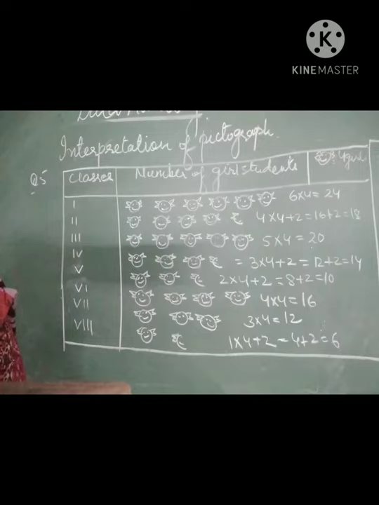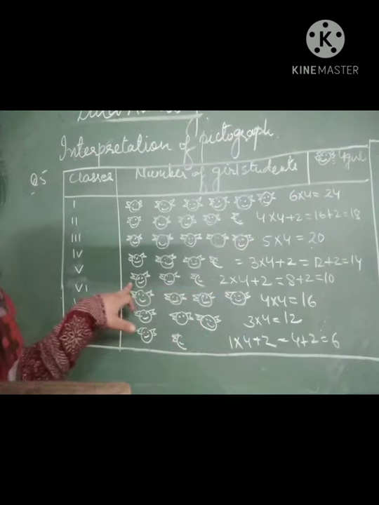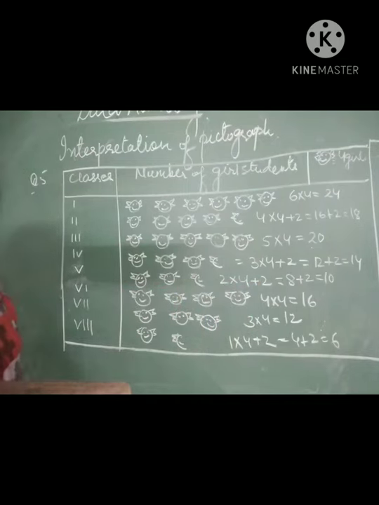Now the next question: is the number of girls in class 6th less than the number of girls in class 5th? First we will see how many girl students are there in class 6, 16, and in class 5th, 10. No, the number of girl students in class 6th is more than class 5th, not less.